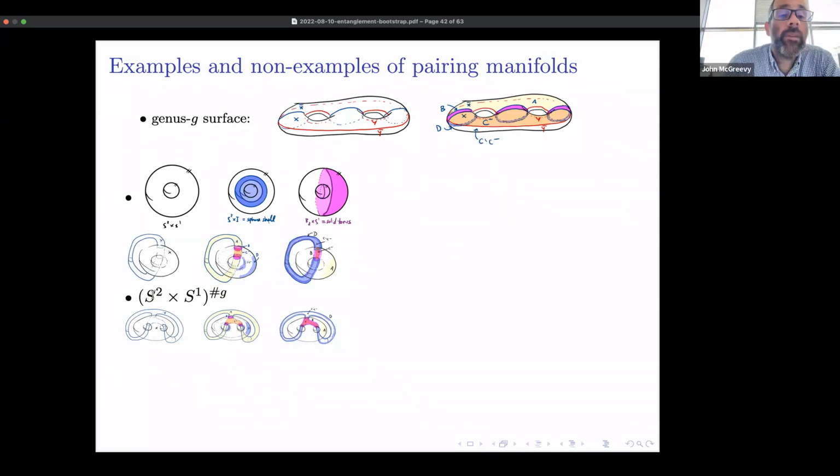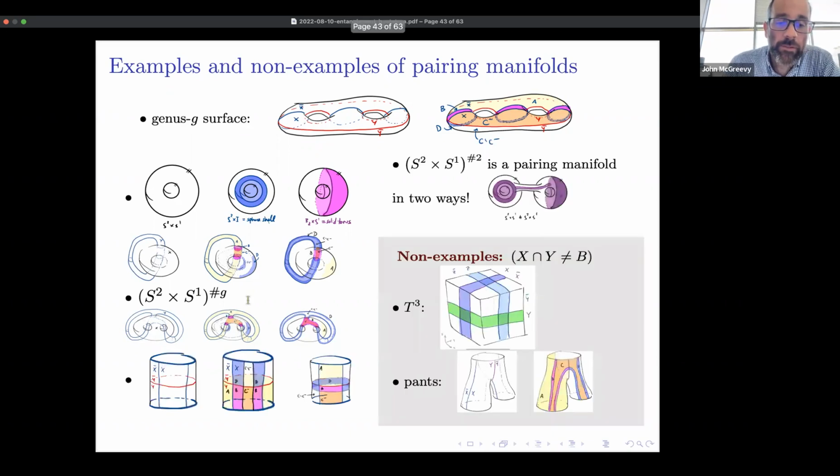This connected sum of S2 times S1s, which was made from a ball minus G balls and a genus G handle body, is also a pairing manifold. This cylinder with gapped boundaries is a pairing manifold. In fact, there are examples of manifolds that are pairing manifolds in two different ways, meaning they admit two different conjugate sets of decompositions. Not everything is a pairing manifold.